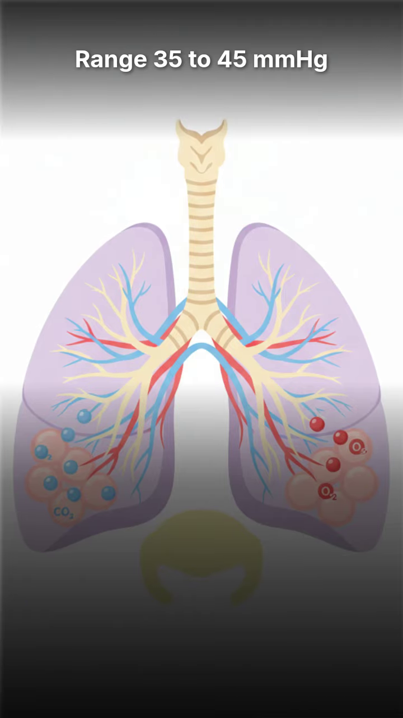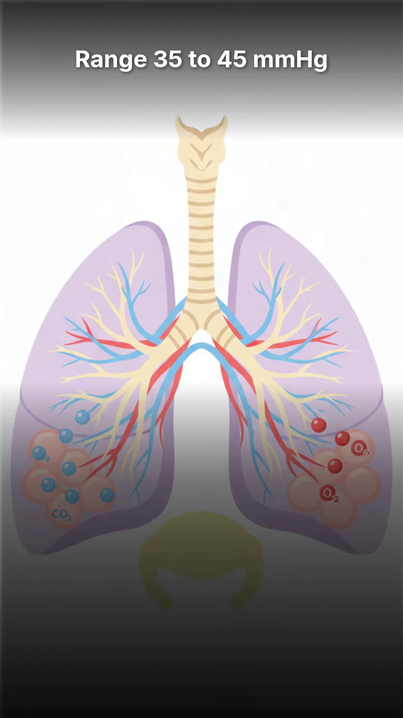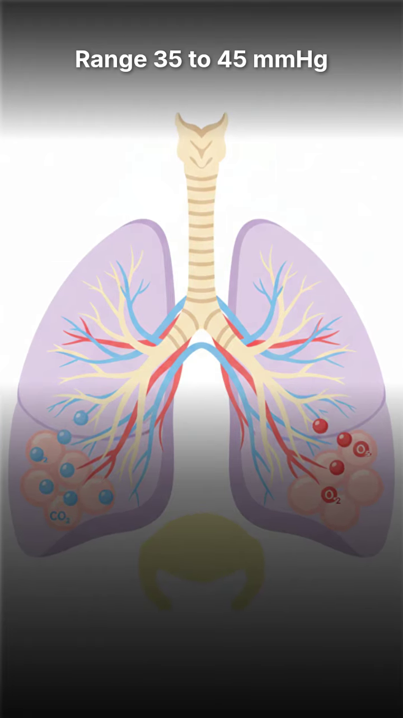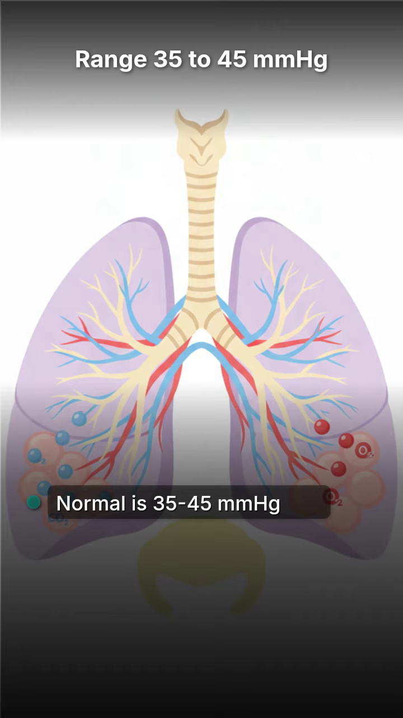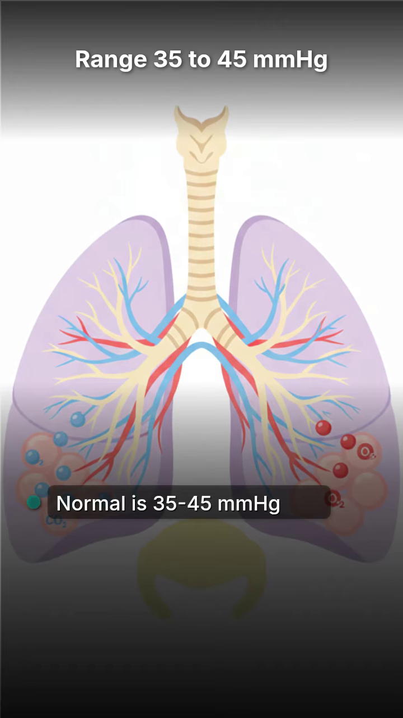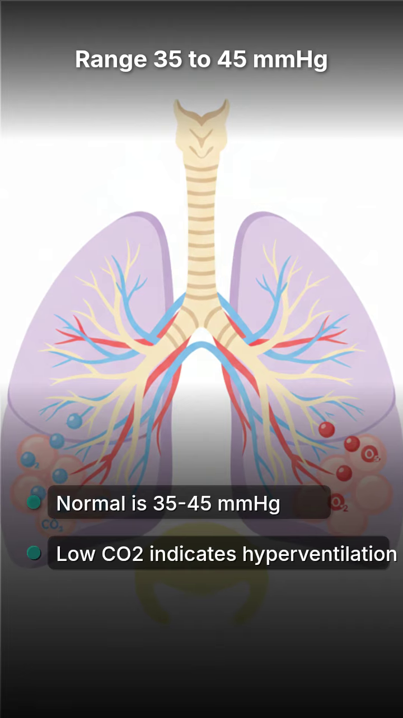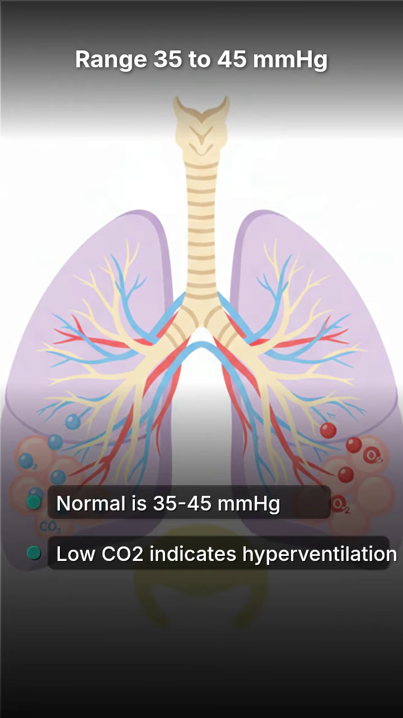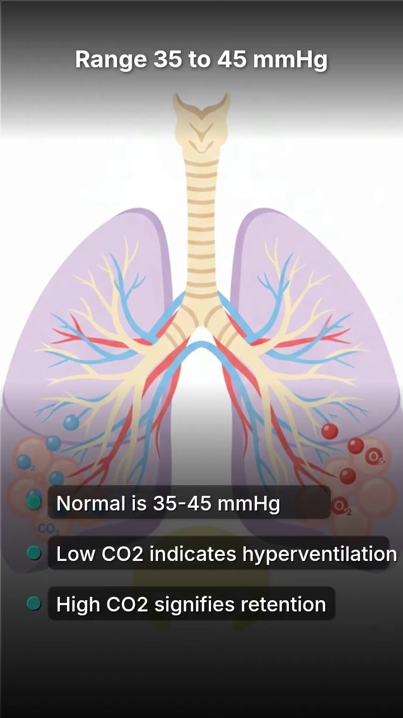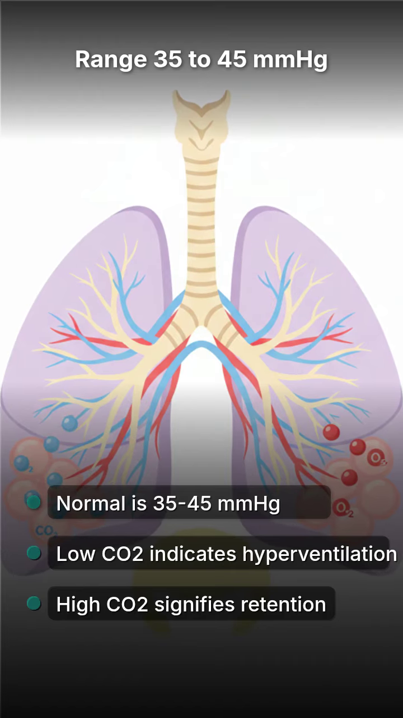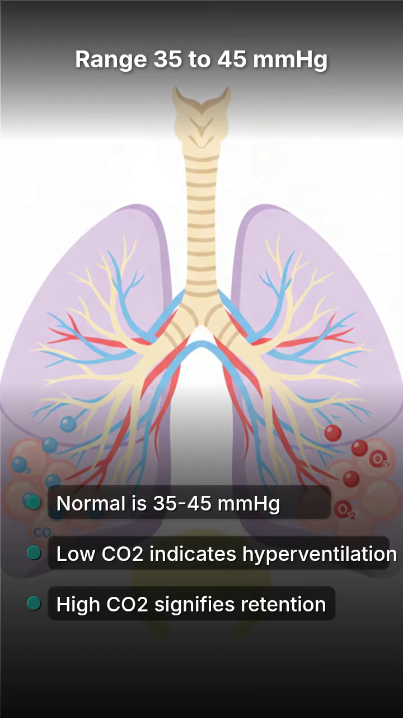The normal PaCO₂ range is strictly maintained between 35 and 45 millimeters of mercury. Levels below 35 indicate hyperventilation, where too much carbon dioxide is blown off by the lungs. Conversely, levels above 45 signify hypoventilation, meaning the body is retaining too much CO2 due to poor gas exchange.